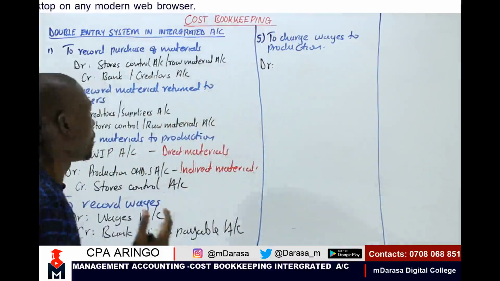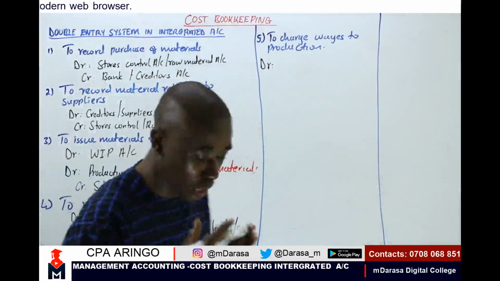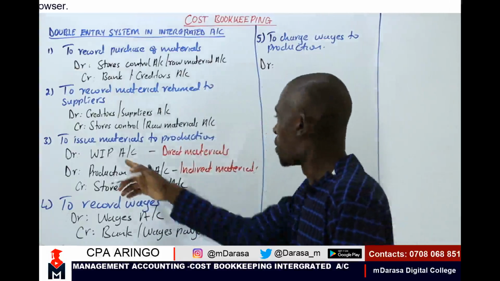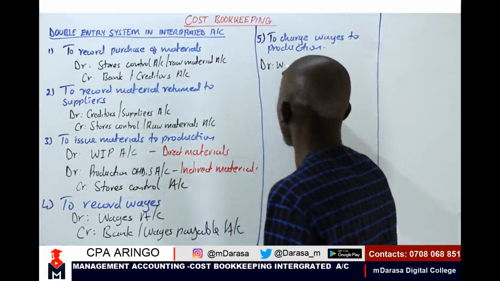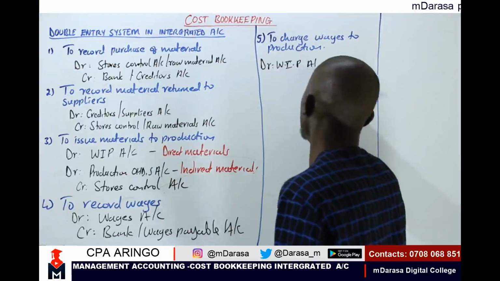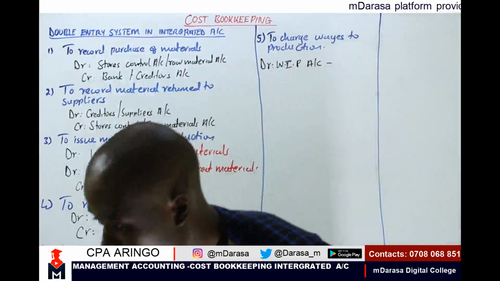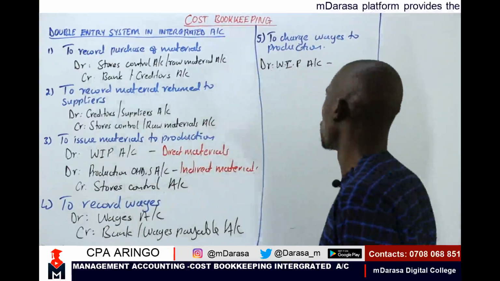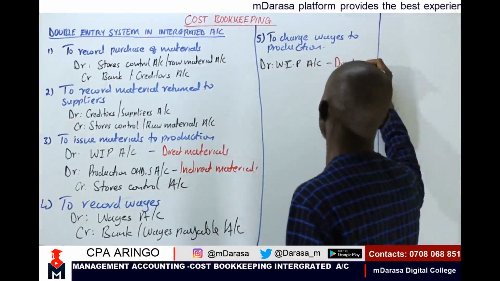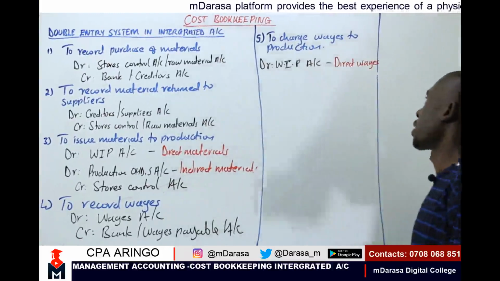So if it is direct wages, I know by now you should be able to know which account that you are going to debit. Work in progress account. In the event that you are dealing with direct wages, I should be having it here. This is direct wages. In the event that I'm dealing with direct wages.